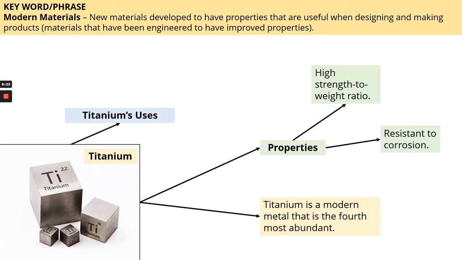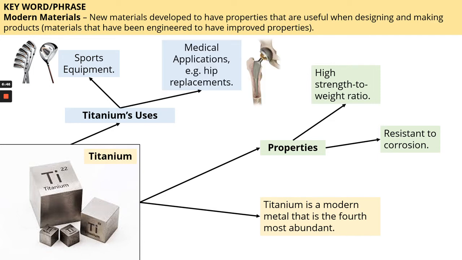And there's many, many uses for titanium, but we're only going to go through a few. First one is sports equipment. Titanium is often used for golf clubs because it's very, very strong, and it doesn't weather or corrode easily, so it's very easy to clean, and it doesn't degrade. It's very durable, so it's long lasting when it's used in sports equipment.